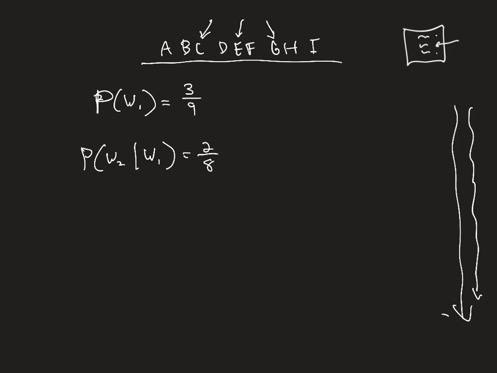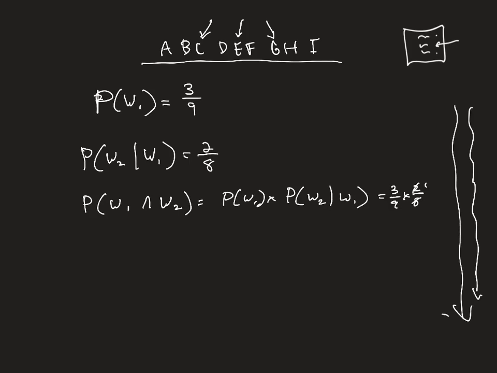Okay, and if you want to say the probability of both of your horses coming in, the probability of W1 and W2 is just equal to the probability of W1 times the probability of W2 knowing W1, which equals 3/9 times 2/8. This will cancel to 1/4. This will cancel to 1/3. This is 1/12. Okay, so 1/12 chance that your first 2 come in.